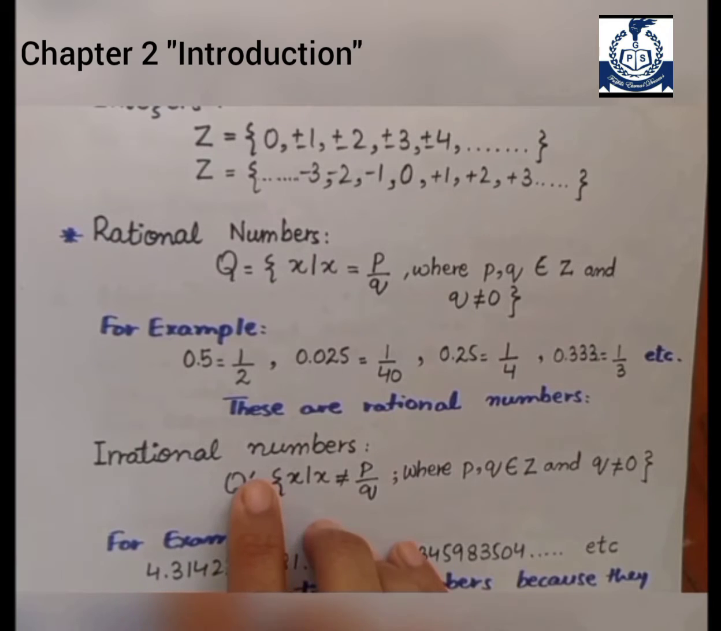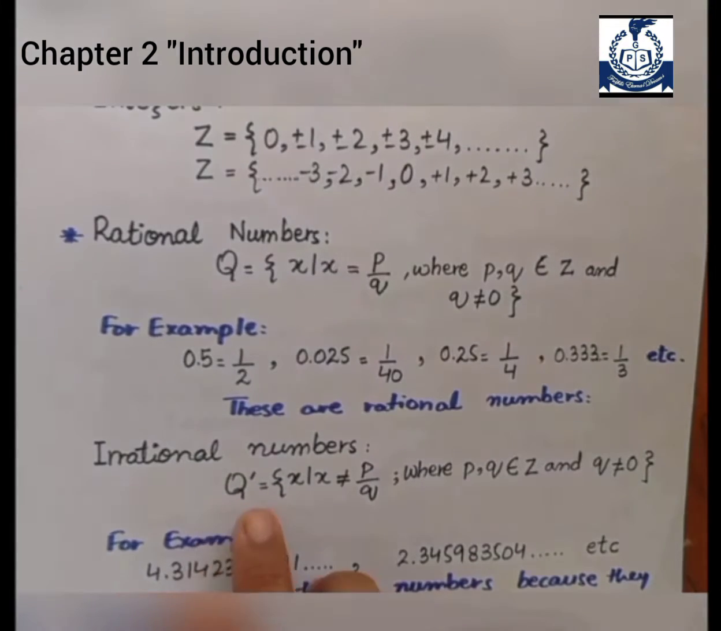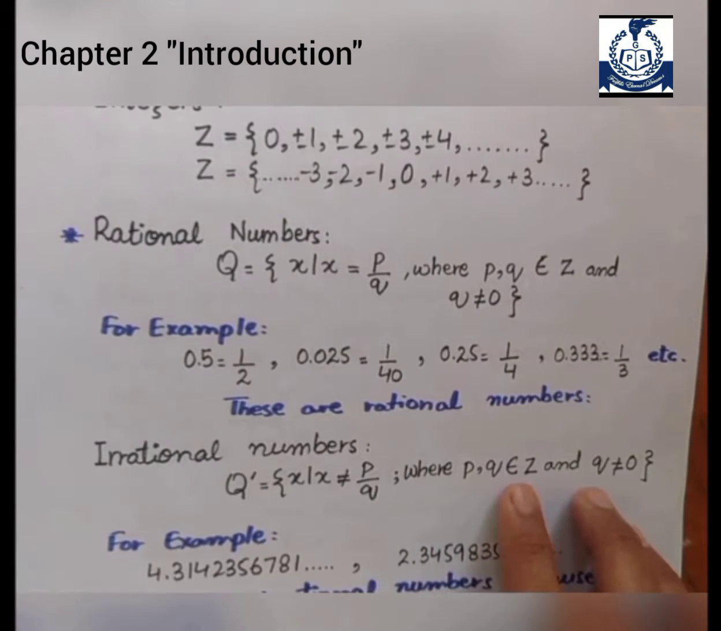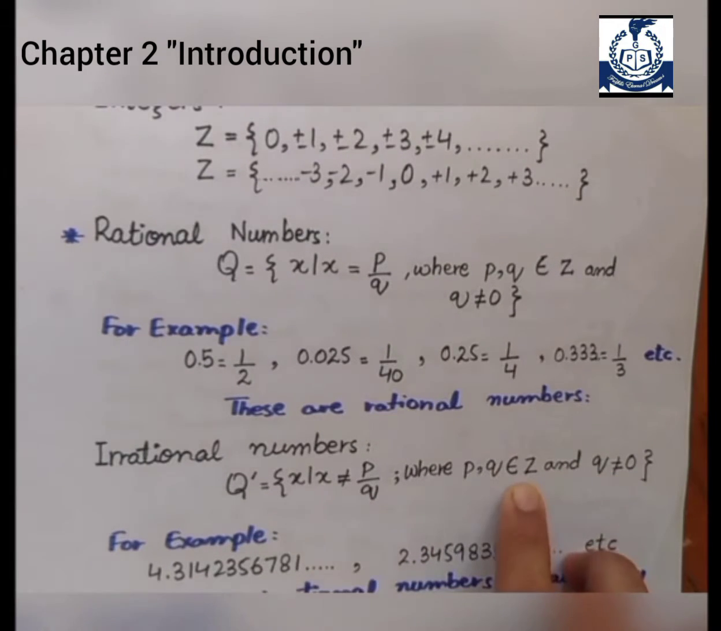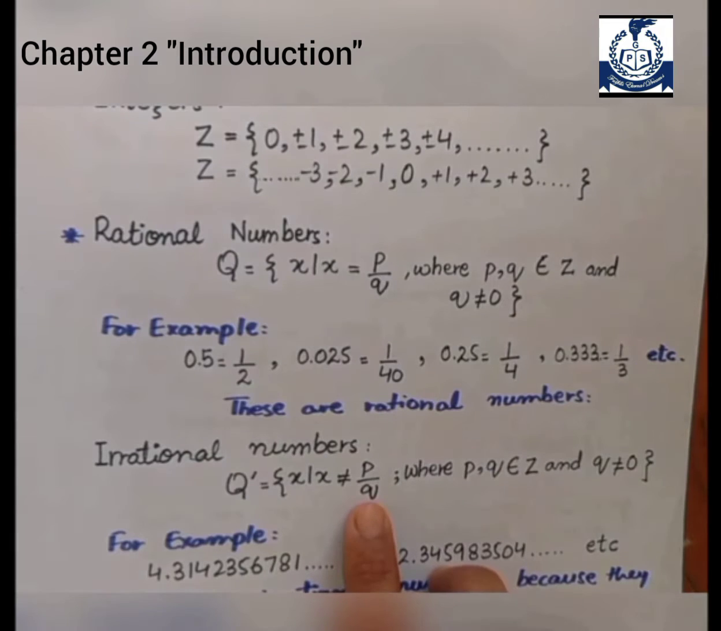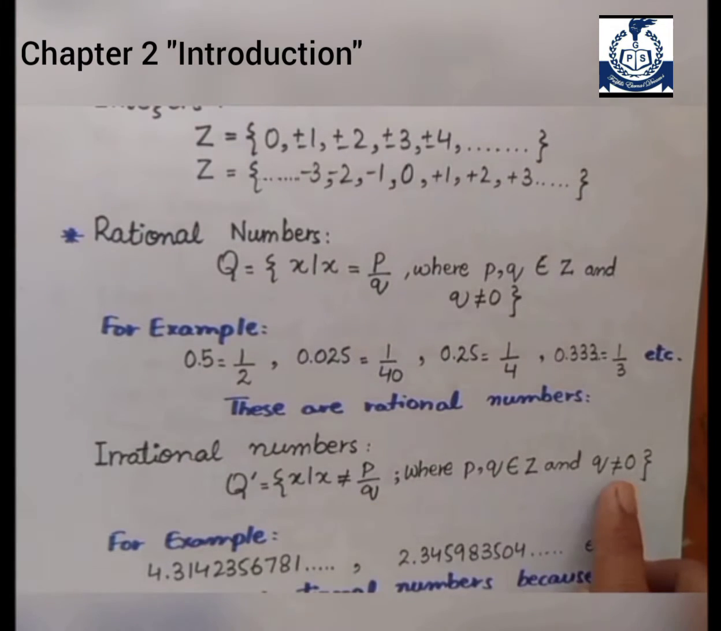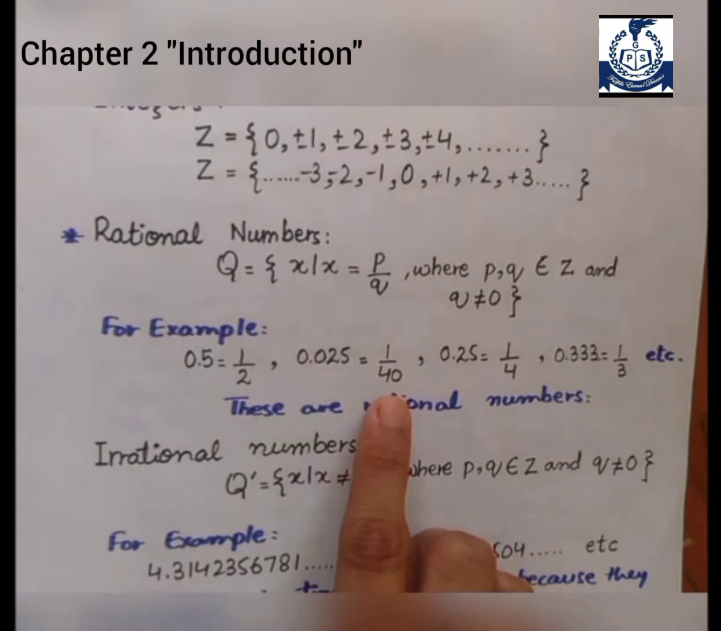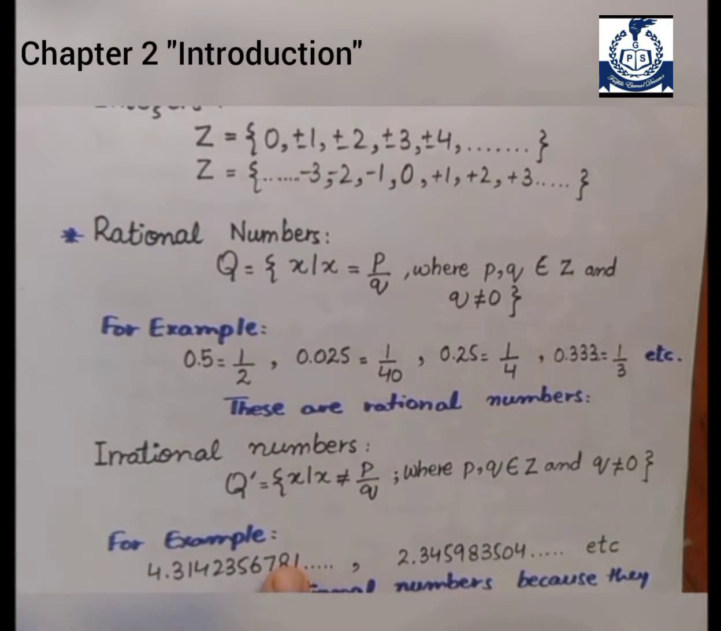Irrational numbers, Q dash is equal to x such that x is not equal to p upon q, where p, q belongs to integer and q is not equal to 0. The condition is same as the rational numbers. Q is not equal to 0, because if we have q equal to 0, it means we have infinity.